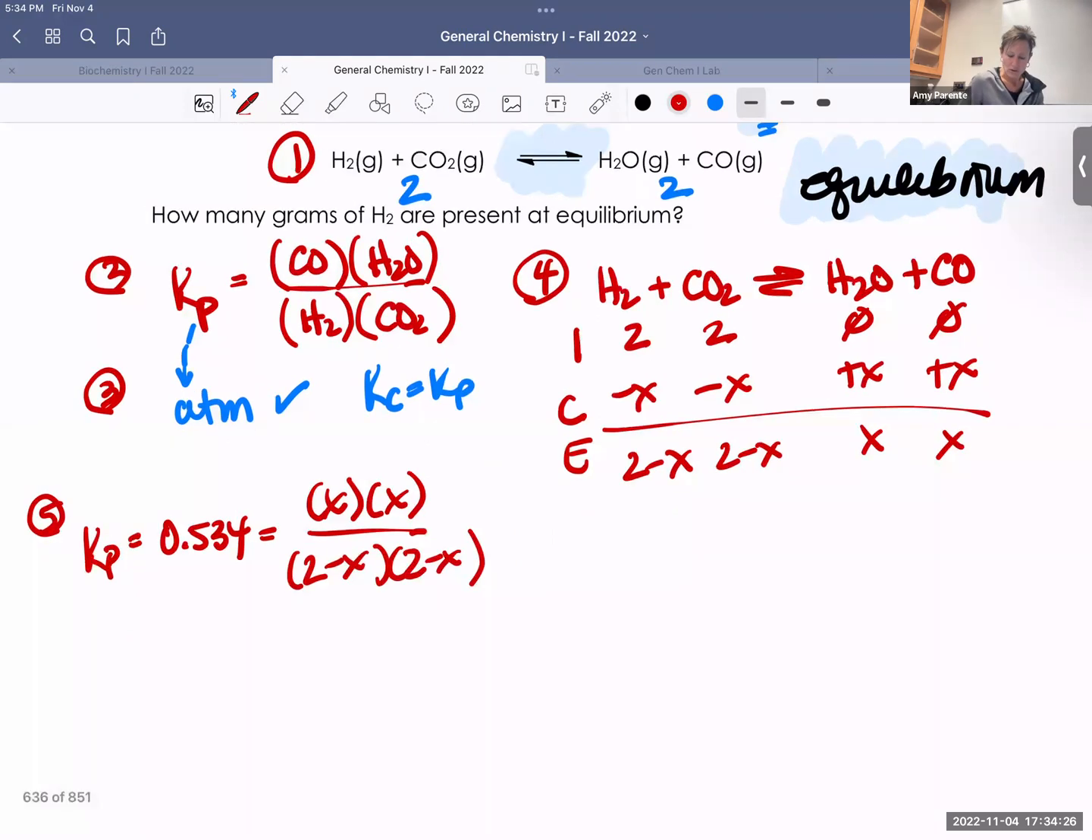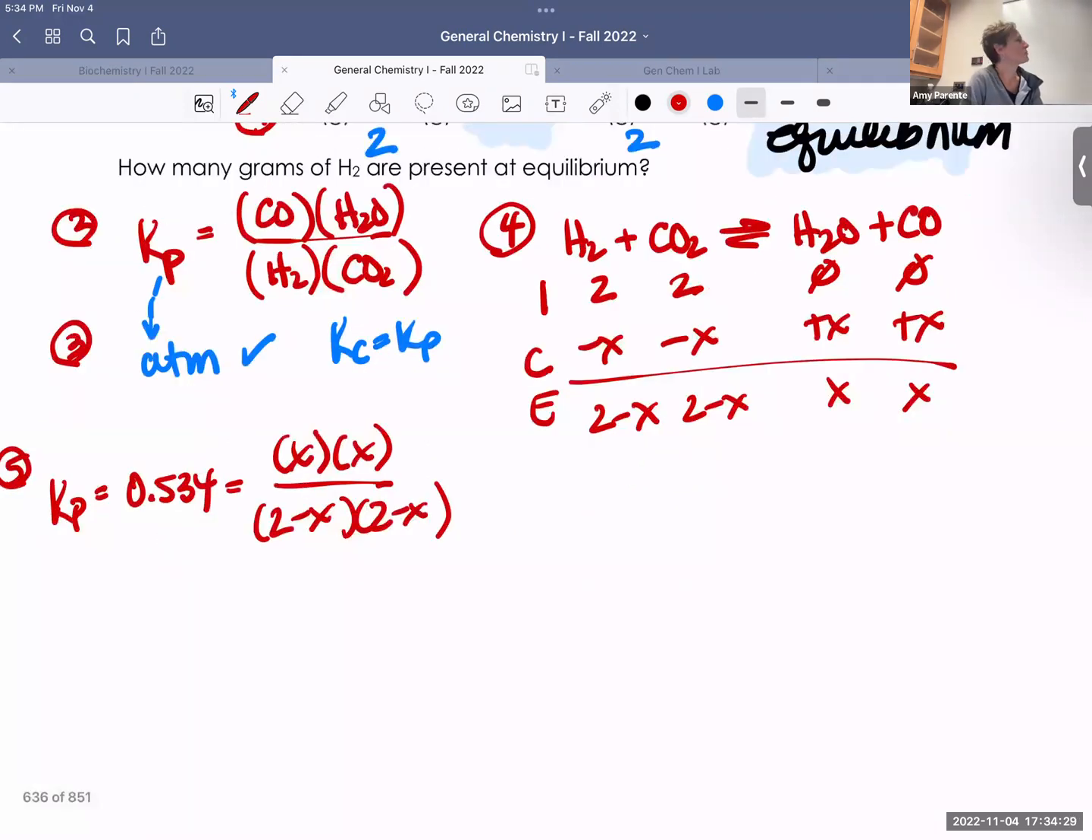So this is a problem. Can I do simplifying assumptions here? Why not? What is not that low?